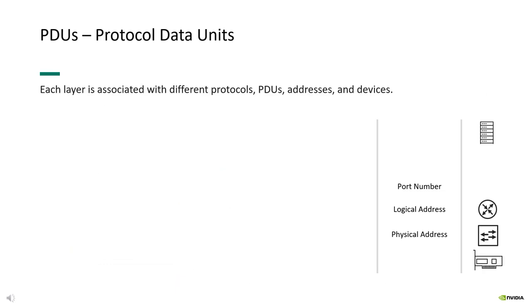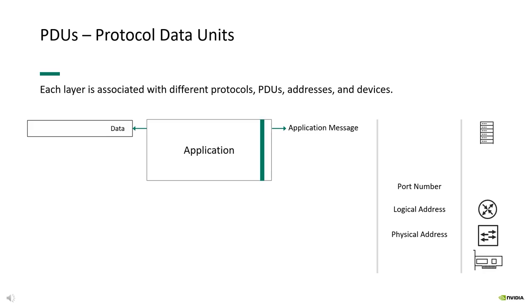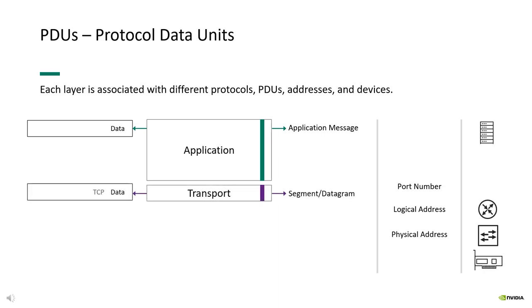Each layer is associated with different protocols, PDUs (protocol data units), addresses, and devices. Let's see these for each of the layers. The data generated at the application layer for network transmission is referred to as a message. A message is then encapsulated at its lower layer, the transport layer. The transport layer adds a layer 4 header that includes fields such as port numbers that are relevant for transport layer processing at the receiving nodes. A message encapsulated with a layer 4 header is called a TCP segment or a UDP datagram. These are the layer 4 PDUs.